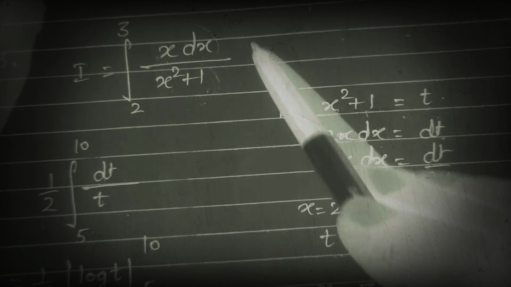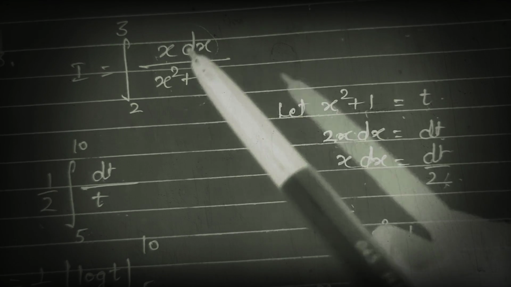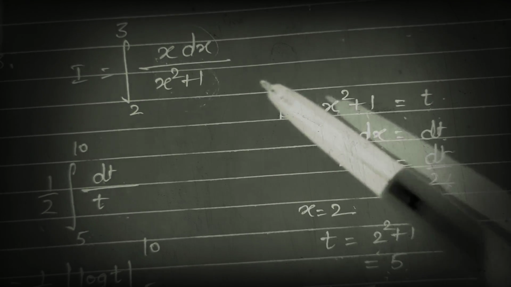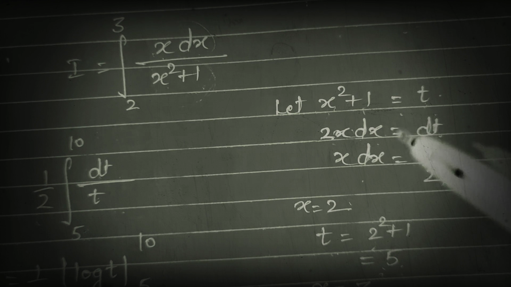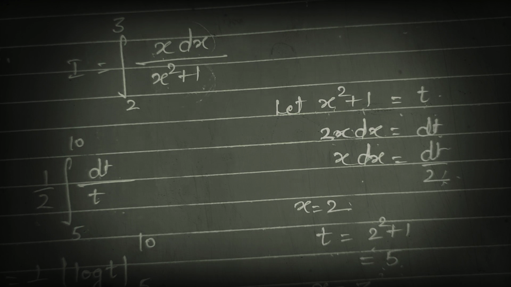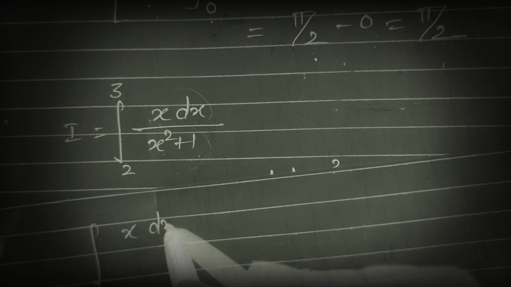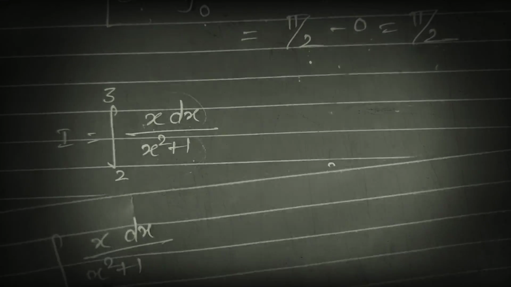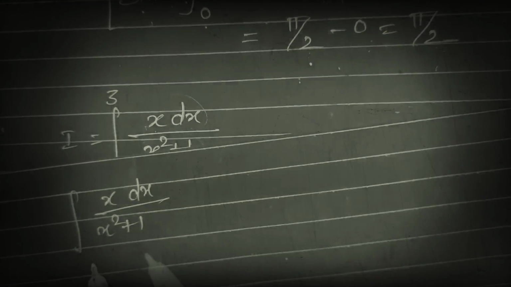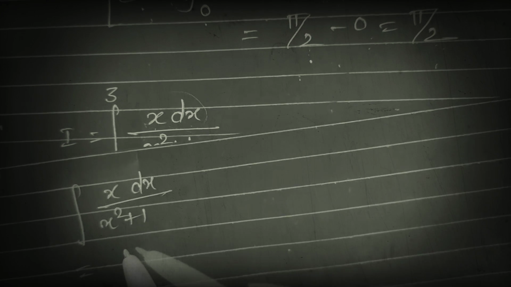We can solve this first and after that we can put the limit. If you know indefinite integration questions, then you only have to put the limit in these questions. Clear? We can do this question this way also: the integral of x dx upon x square plus 1, limit is 2 to 3. Firstly we can solve it as it is, and after that we will put the limit. We can solve it in indefinite integration form.